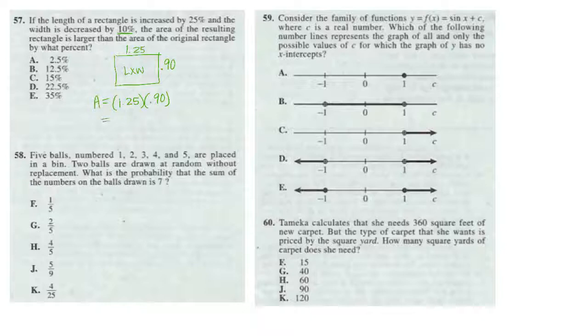And when I multiply that out, I get 1.125. So really right here is our percent increase. So if we look at 0.125, we're going to multiply that by 100 to make it a percent. Sorry, it is a decimal. So I get 12.5%, which is answer choice B.